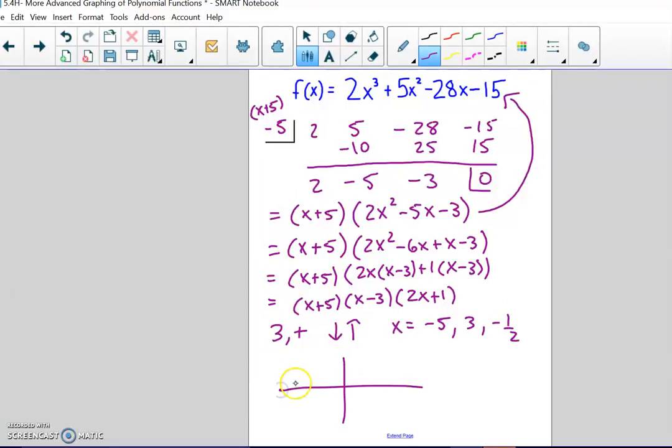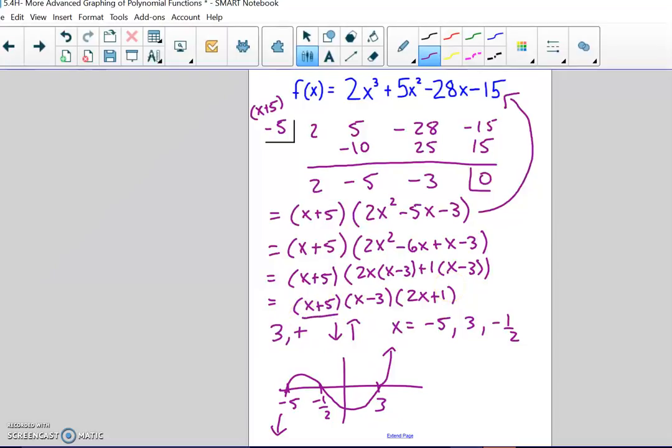So real quickly, let's graph here, and the graphing part should be pretty easy today. I'll draw in my end behavior. I'm down, up. Each one of these has a multiplicity of 1, so we'll go straight through.